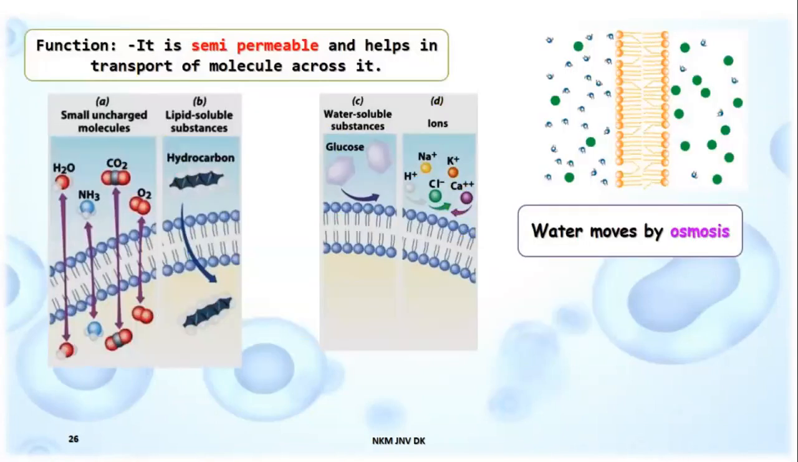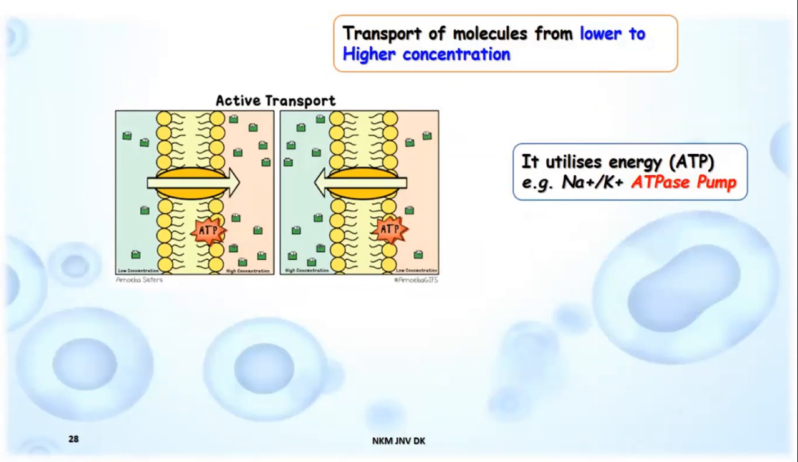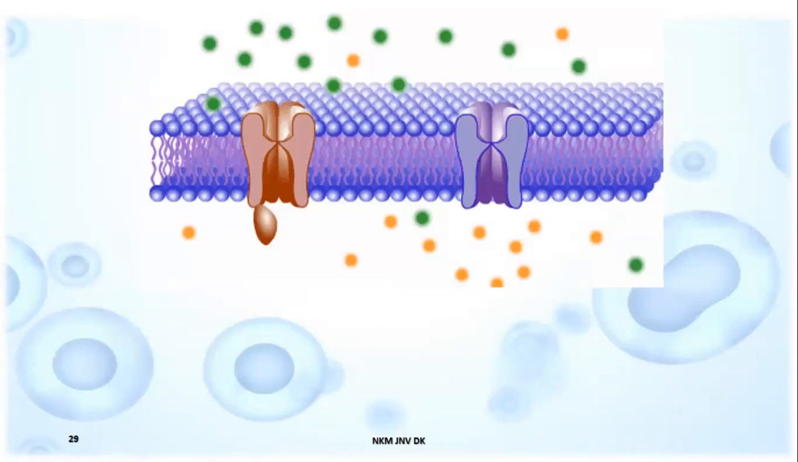Its function: it is semi-permeable and helps in transport of molecules across it. Small molecules can diffuse. Lipid-soluble molecules can dissolve in the lipid bilayer and get inside, and water-soluble molecules like glucose have to travel through channels. Transport of molecules from higher to lower concentration is called diffusion, and it does not utilize ATP. Transfer of molecules from lower to higher concentration is called active transport, and it requires ATP, as in the sodium-potassium pump.